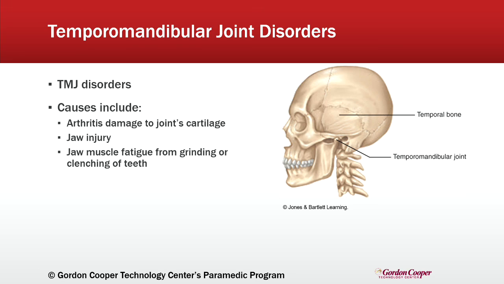The posterior condyle of the mandible connects to the temporal bone, and this unique connection can result in different types of temporomandibular joint disorders. The causes of these can include damage to the joint itself due to maybe arthritis, maybe previous or current jaw injuries, and even jaw muscle fatigue from maybe night grinding or clenching of the teeth.